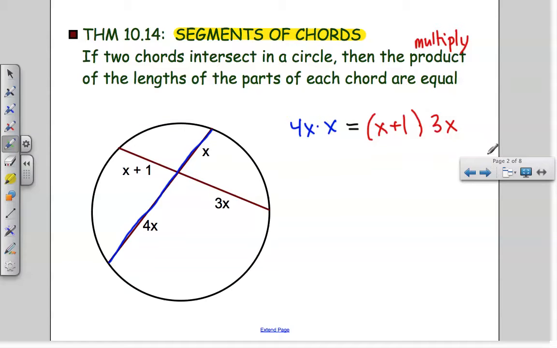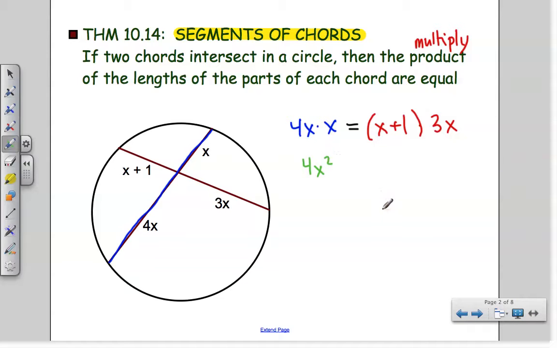Alright, let's simplify, let's solve here. What's 4x times x? Well, that'd actually be 4x squared. That equals, on this side, x plus 1 times 3x, I've got to distribute. 3x times x is 3x squared. 3x times 1 is just 3x.